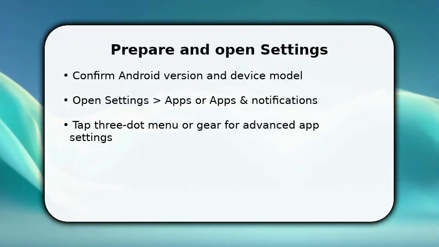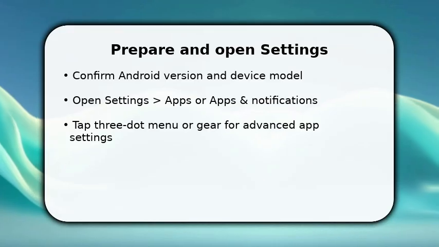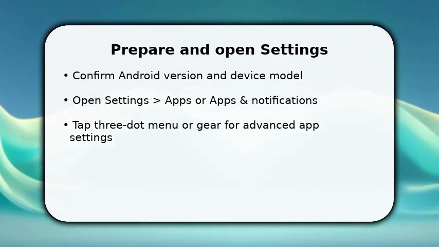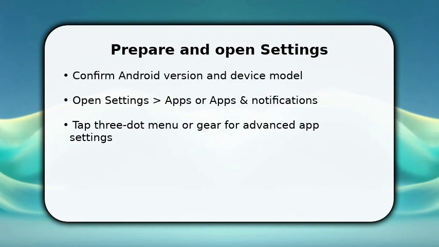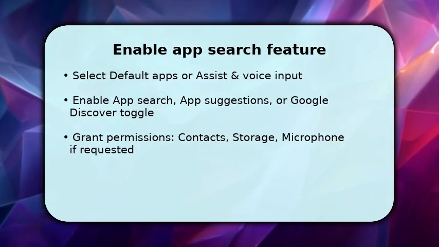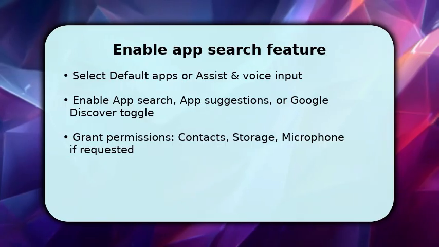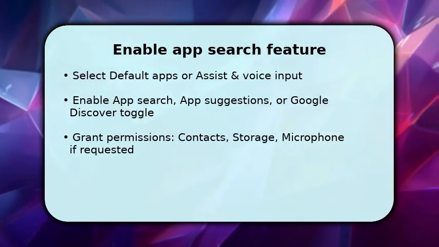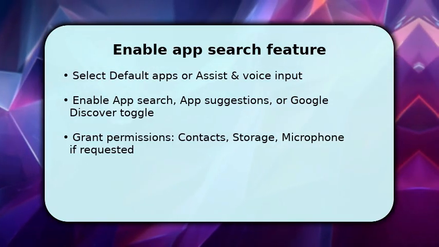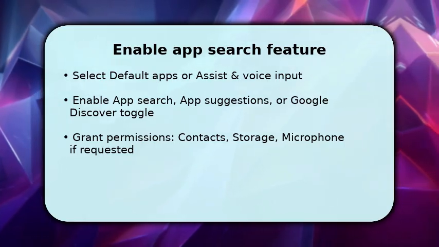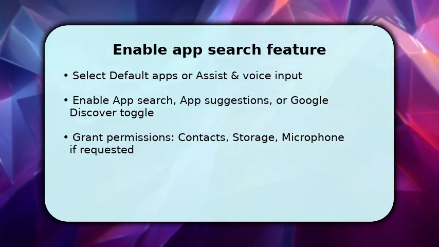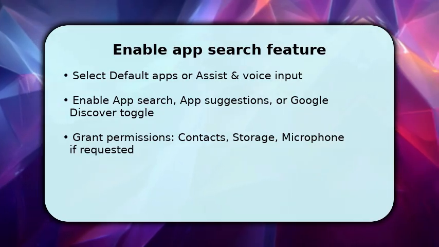This initial path directs you to the right control panel, so proceed now without extra setup and follow the visible options. Now select Default Apps or Assist and Voice Input. This is where search integrations live. Tap App Search, App Suggestions, or the Google Discover toggle and switch it on. You may need to pick a default Assist app, choose Google or the search provider you trust.